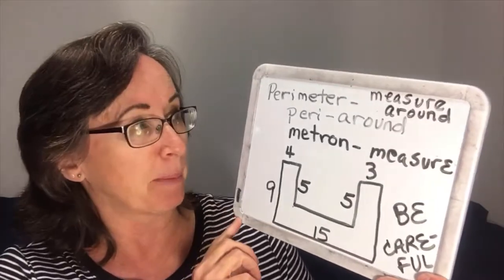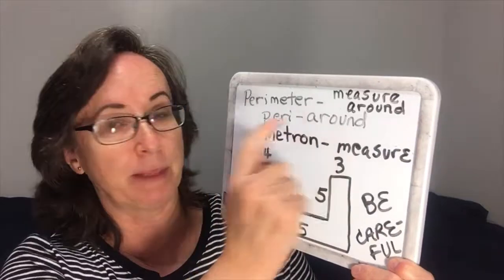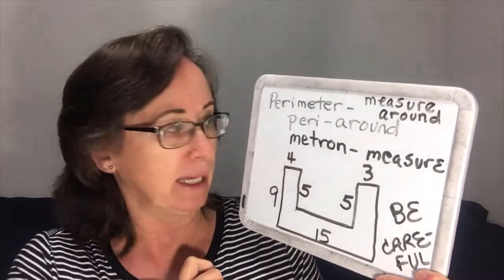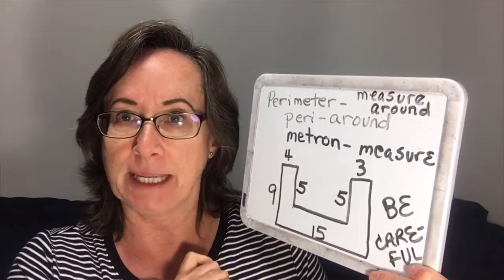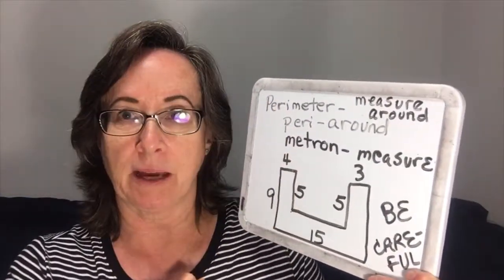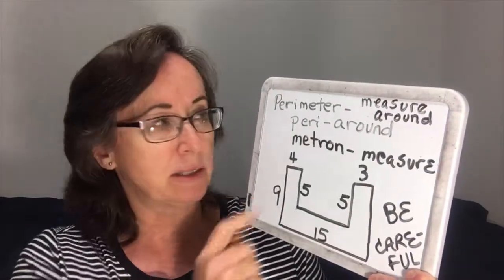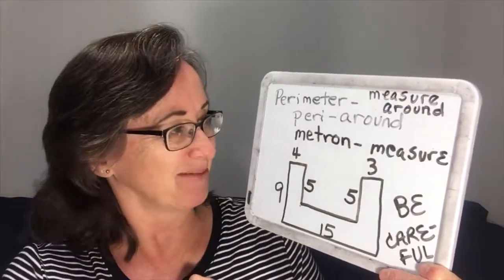When we're talking about perimeter, peri means around in Greek, and metron means measure in Greek, and these are the two parts that make up perimeter. So perimeter means to measure around.